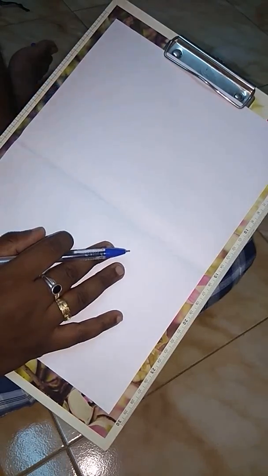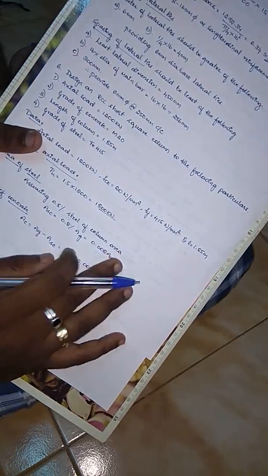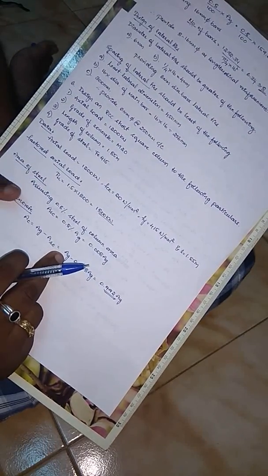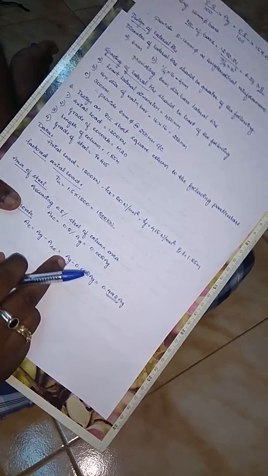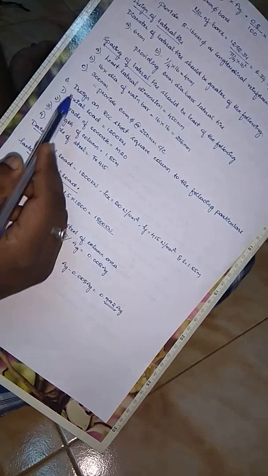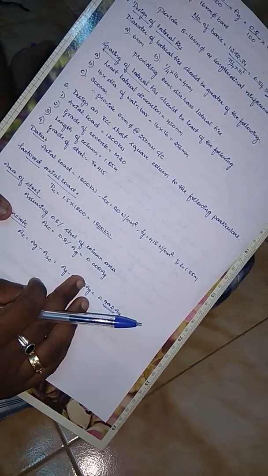Okay, we'll solve the next problem. So please refer question number 6, which I have given in the notes. I'll read out the question once and I'll tell what is the difference between this problem and the other problems that we have solved. Design an RCC short square column to the following particulars. Axial load is given, grade of concrete is given, length of column is given, and grade of steel is given.